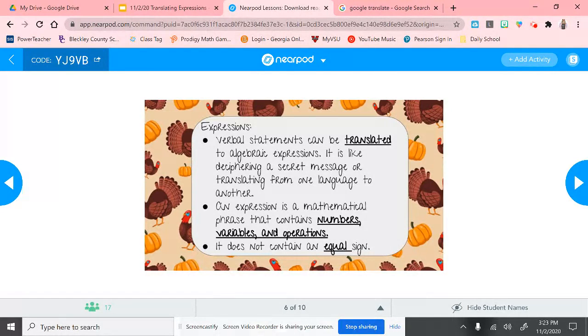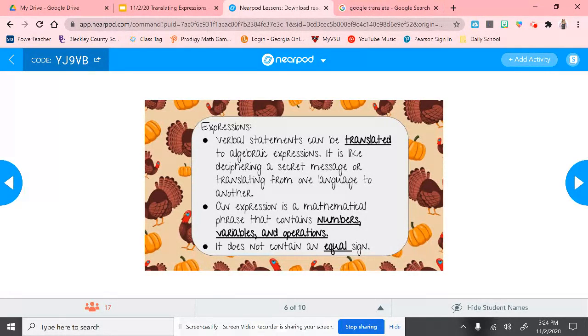Verbal statements can be translated to algebraic expressions. It is like deciphering a secret message or translating from one language to another. An expression is a mathematical phrase that contains numbers, variables, and operations. What does an expression not have? An equal sign. When it has an equal sign, what is it called? Starts with an E as well. Equation. An equation. And we'll work on equations later, but right now we're just looking at expressions.